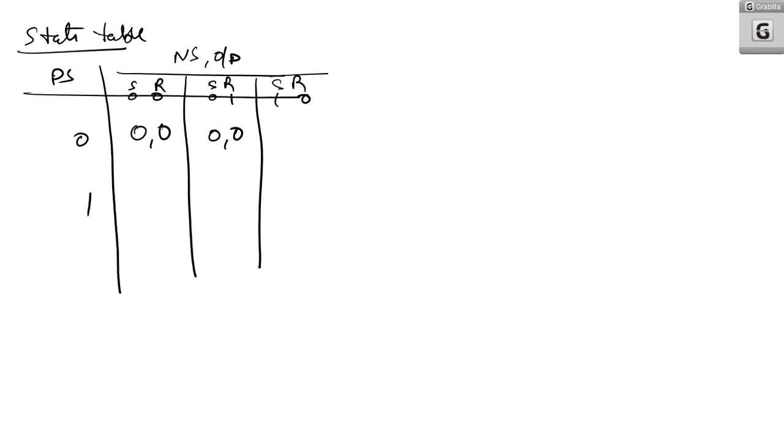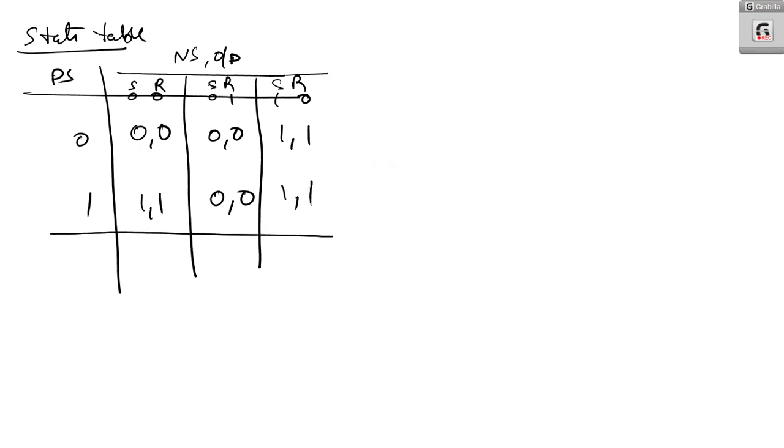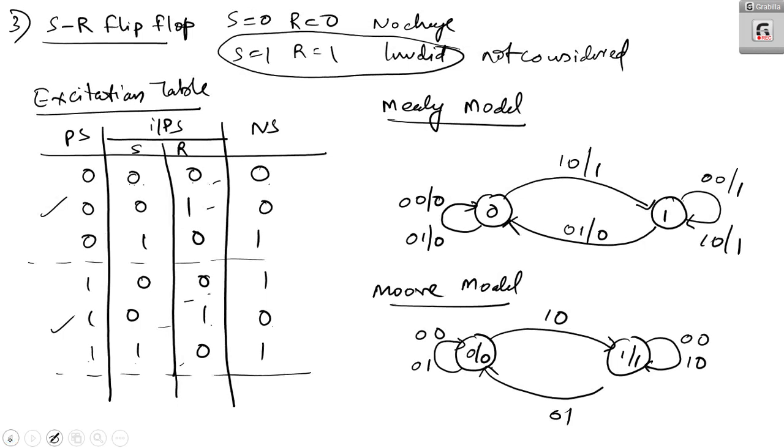And if set is 1, the next state is 1 and the output is 1. Okay. Now here present state 1, set and reset is 0, so you will get 1, 1. So here you will get reset, so 0, 0. Now set is 1, so you will get 1. What is the output? Output is 1. Okay. So that is the state table of SR flip-flop.